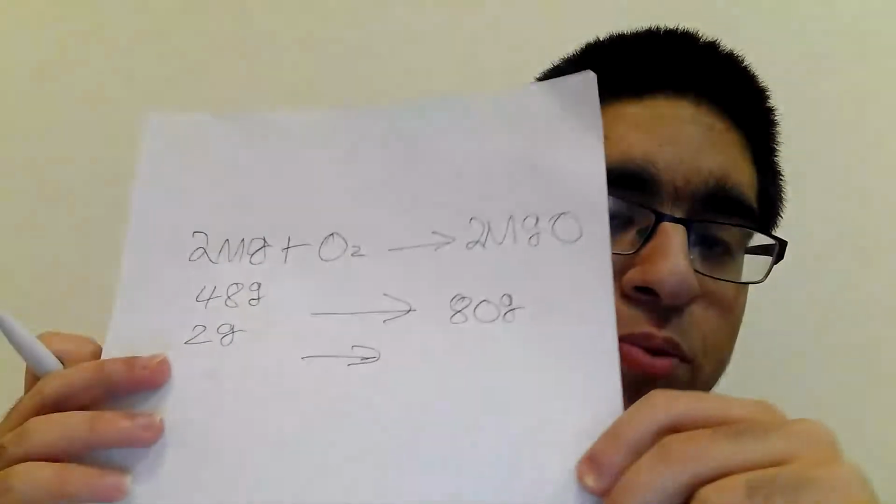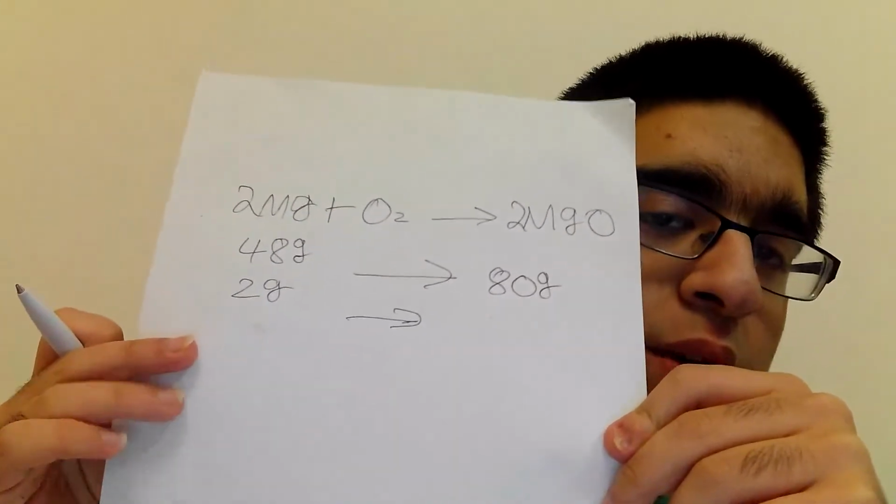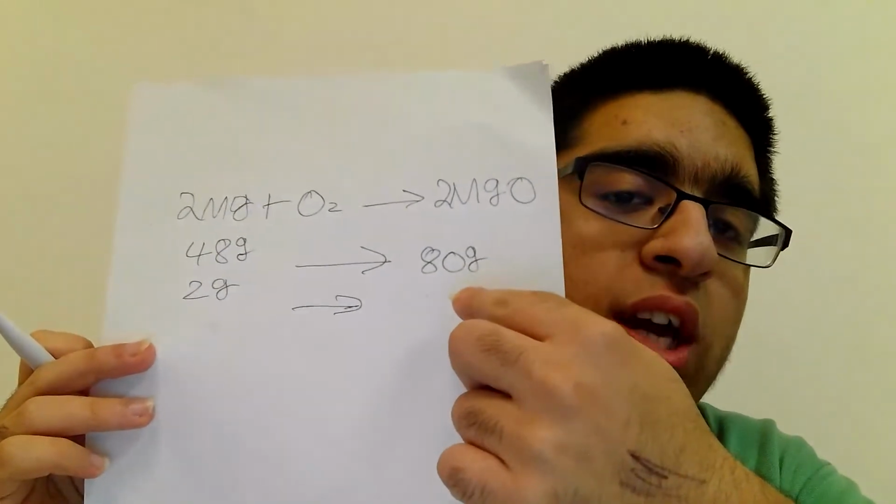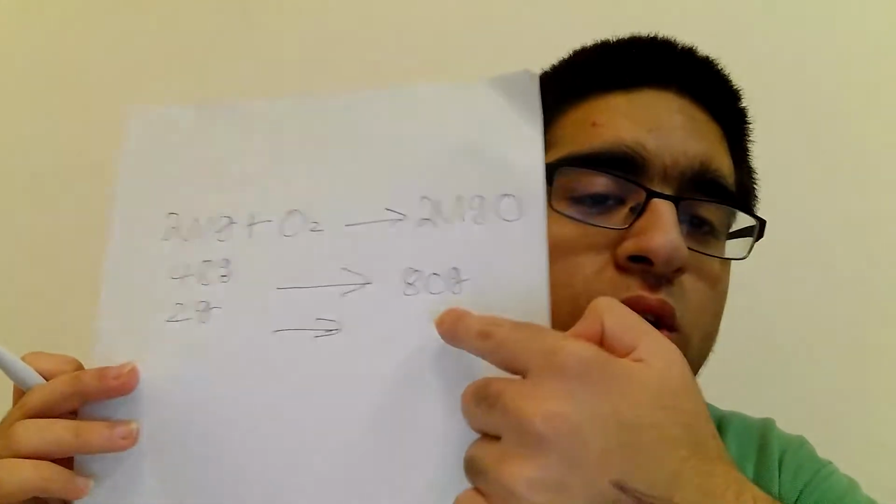So if 48 grams of magnesium can produce 80 grams of magnesium oxide, what we actually have is 2 grams of magnesium. So 2 grams would produce 2 times the ratio. If we divide both sides by 48, we get 1 gram of magnesium produces 80 over 48 grams of magnesium oxide. But we need to work out 2 grams, so we're just going to double it.